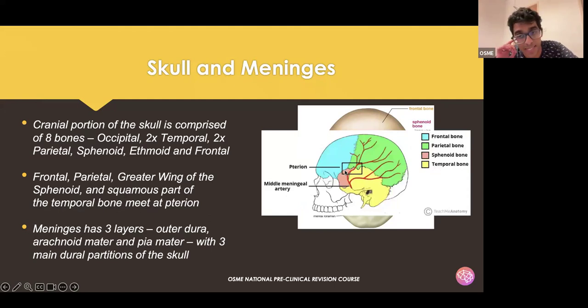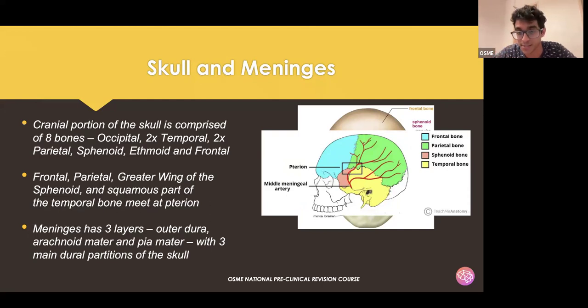The pterion is basically a weakness in the skull, the weakest portion of the skull. Usually this area is located just around the temple, which is why if you have a trauma or injury to the temple, you're much more likely to have issues and you're more likely to damage your brain.